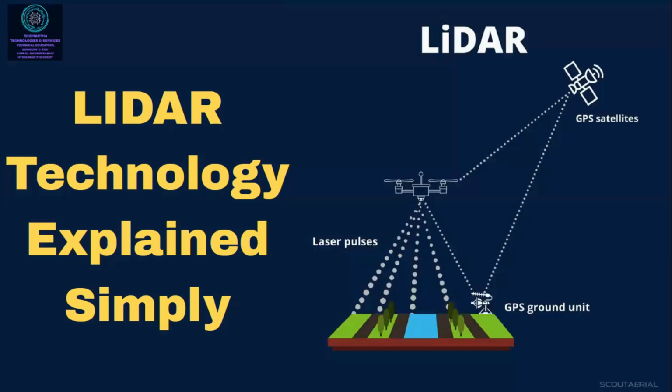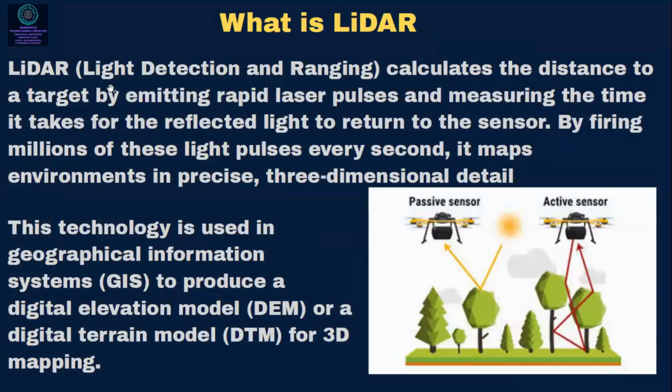Now, what is LIDAR technology? LIDAR is nothing but light detection and ranging. It calculates the distance to a target by emitting rapid laser pulses and measuring the time it takes for the reflected light to return to the source, by firing millions of these light pulses every second. Please remember, this is very important.